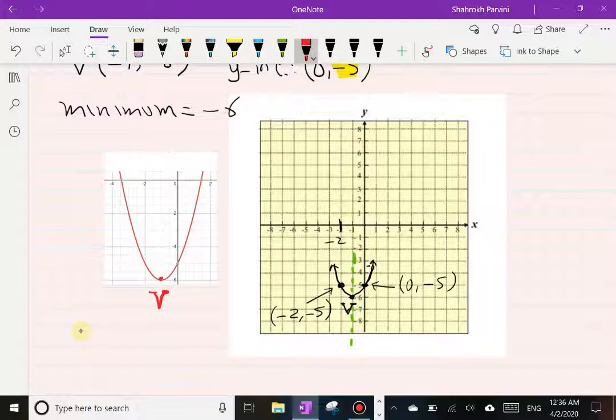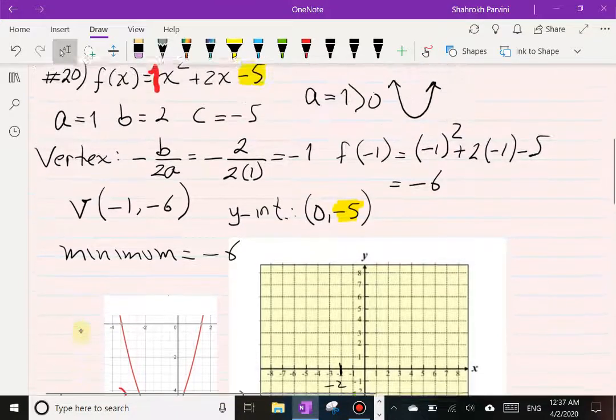And of course this point is the one that I did. This was (0, -5), and I used a reflection to get this other point. This other point was (-2, -5), and those are the three points that we drew the curve through. And there you have it. This is a complete answer to that exercise.